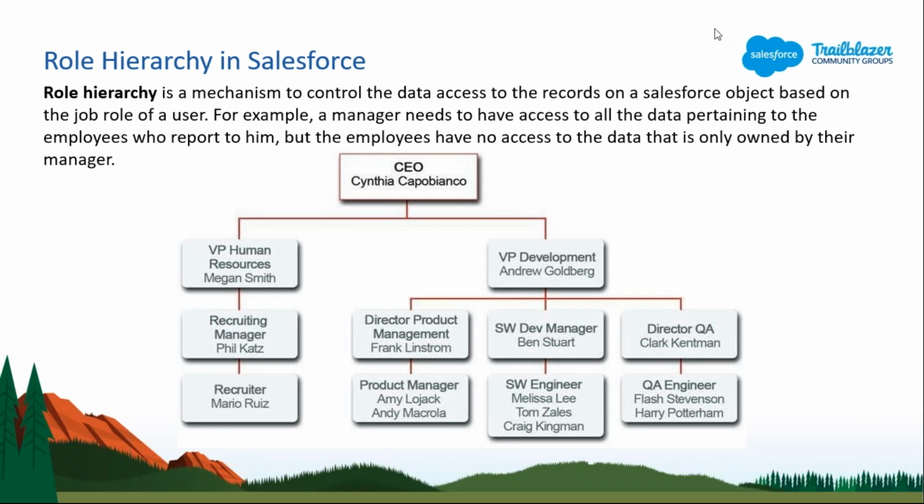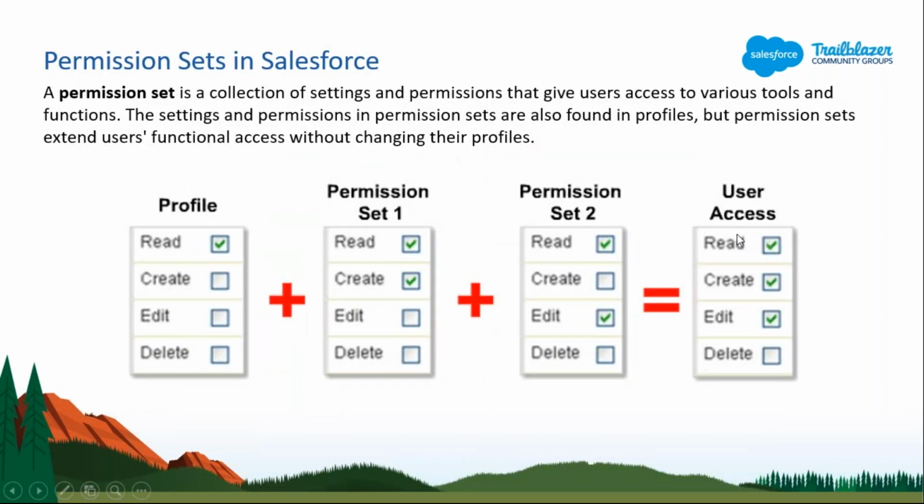Okay, so our last topic will be permission sets. Permission sets are nothing but a collection of settings and permissions, like a profile, but a profile has a fixed number of access. Let's say we have a profile called test profile, and we have assigned that test profile to 10 users.